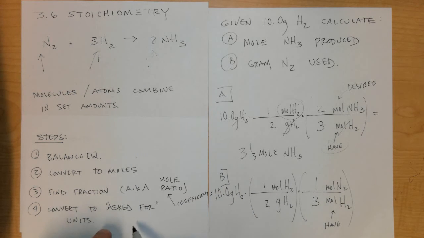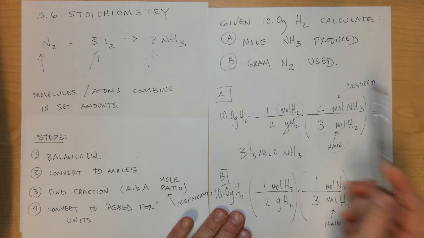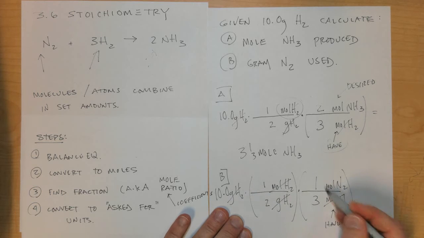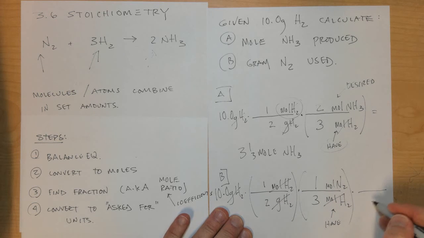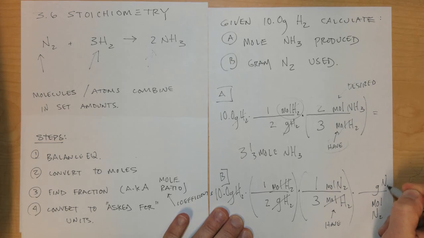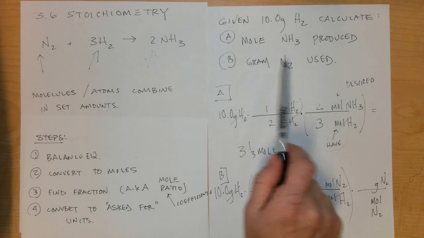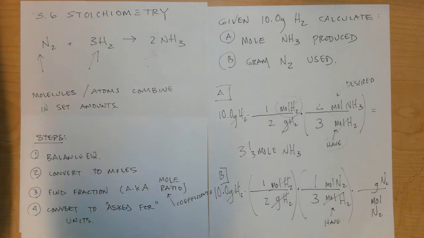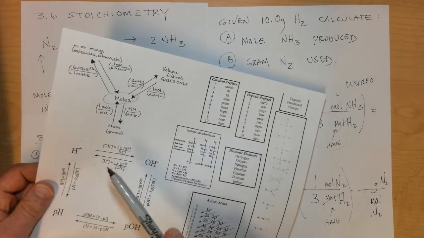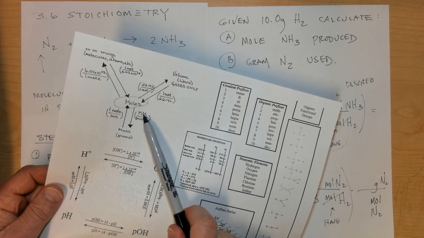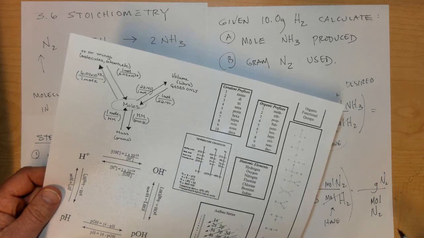Then step 4, convert to the asked for units, and I'm told to find grams of N2. Right now, if I do my canceling, and notice moles cancel with moles, grams with grams, I'm left with moles of N2. And so my last step is going to convert from moles of N2 to grams of N2, because that's what it asks for. And if I don't know what my fraction should be there, you can look on your mole wheel, and you can see that going from moles to grams requires you to put the molar mass on the top that you get from the periodic table, and 1 mole goes on the bottom.